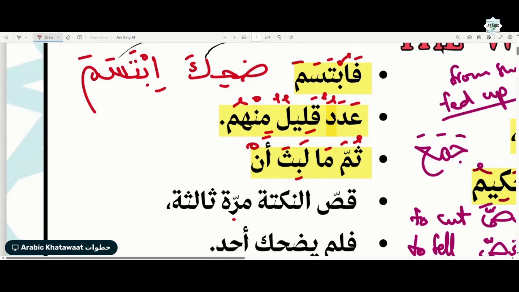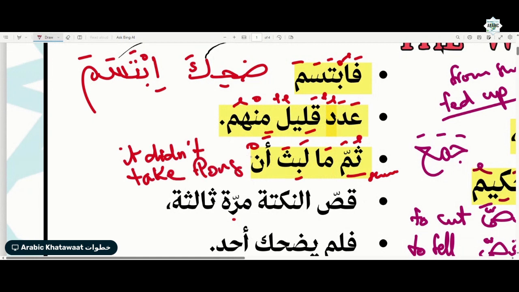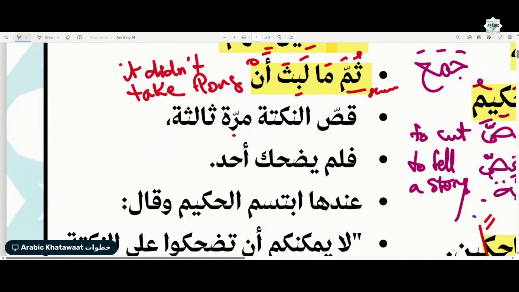So I'll write it. ثم, then. ما لبث أن. It didn't take long for another action to happen, because I have أن over here. It didn't take long to do something. So what was the other action? قص النكتة مرة أخرى. قص النكتة مرة ثالثة. Ooh, third time. قصة, we know it. النكتة, we know that one.